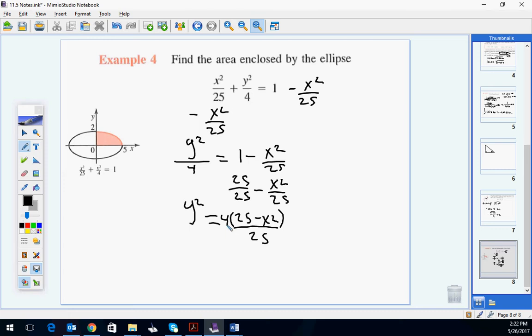And then what we're going to do is pull the 4 over 25 out as a fraction. And we're going to square root. We do that because look at that. We like those, right? Yes, we do.